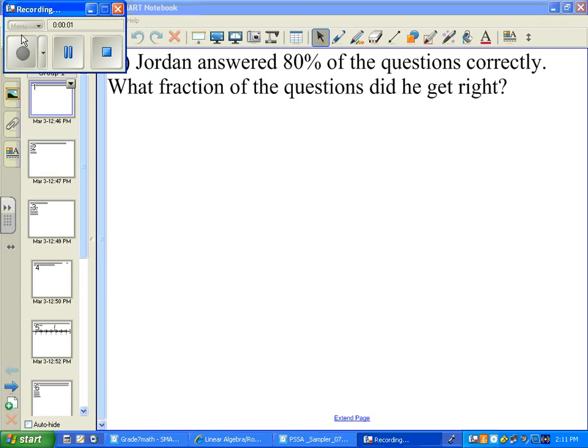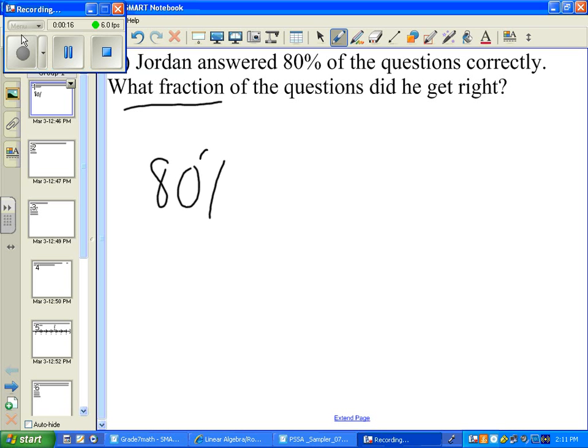We have Jordan answered 80% of the questions correctly. And what they're looking for is what fraction of the questions did he get right? You answered 80%. What they want you to do is put this 80%. They want you to make sure that you understand that 80% means 80 per 100.